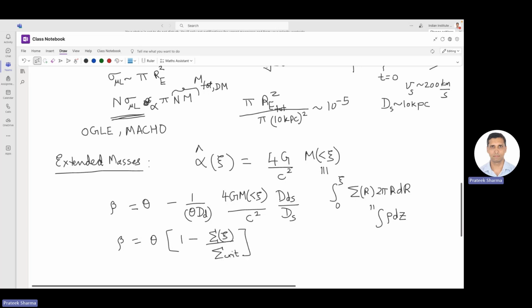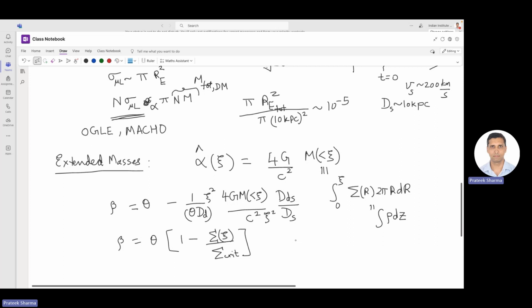I'll motivate it. See, M by xi squared is sort of like your sigma, right? M divided by xi squared, you multiply it by xi squared. That xi squared gives you theta D_d, so it becomes theta squared in the numerator, so it comes out of this, and you have an expression like sigma(xi), which is the surface density within your radius xi. And sigma crit is something called the critical surface density.